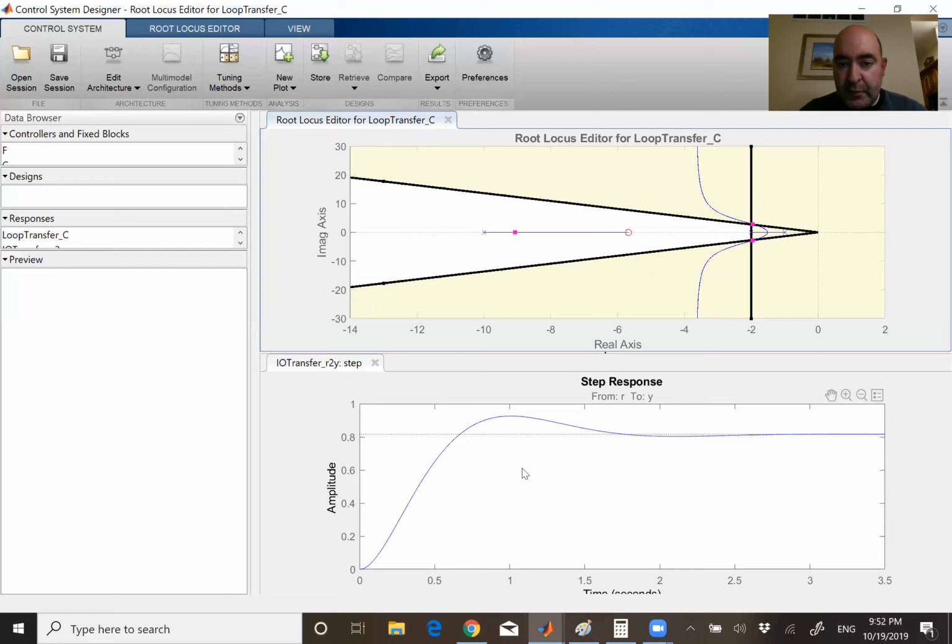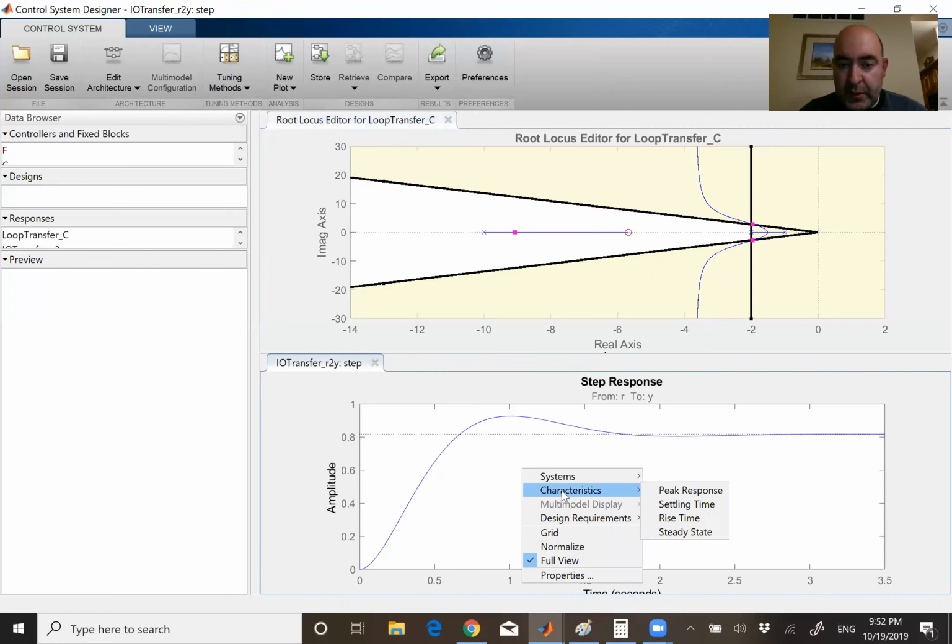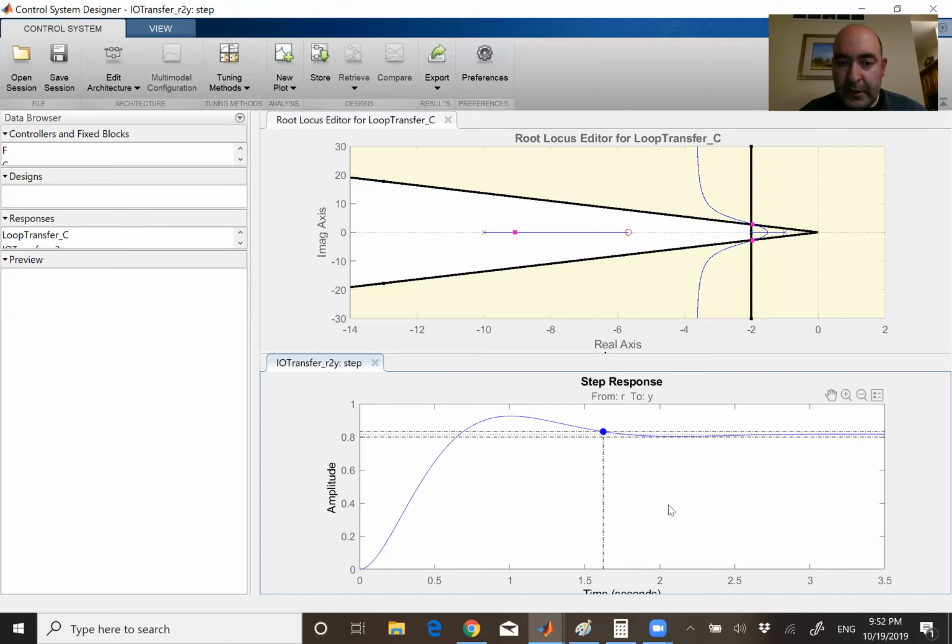Now this is my step response, and you can right click to see the characteristics. Settling time here is around maybe 1.7, and we wanted 1.95, so this is actually pretty good. Now we can also look at the peak response, which is around maybe 0.95 versus 0.8. So that's going to be less than 10%.